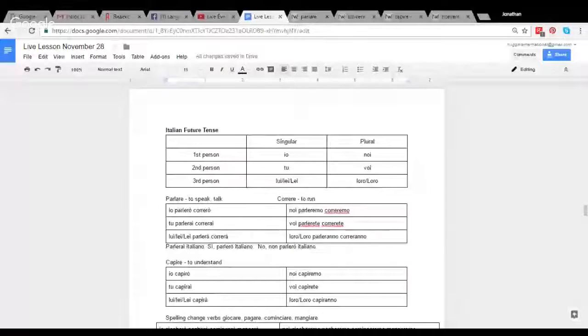I'm going to get my screen share going. So there, yes, you can see my screen now.